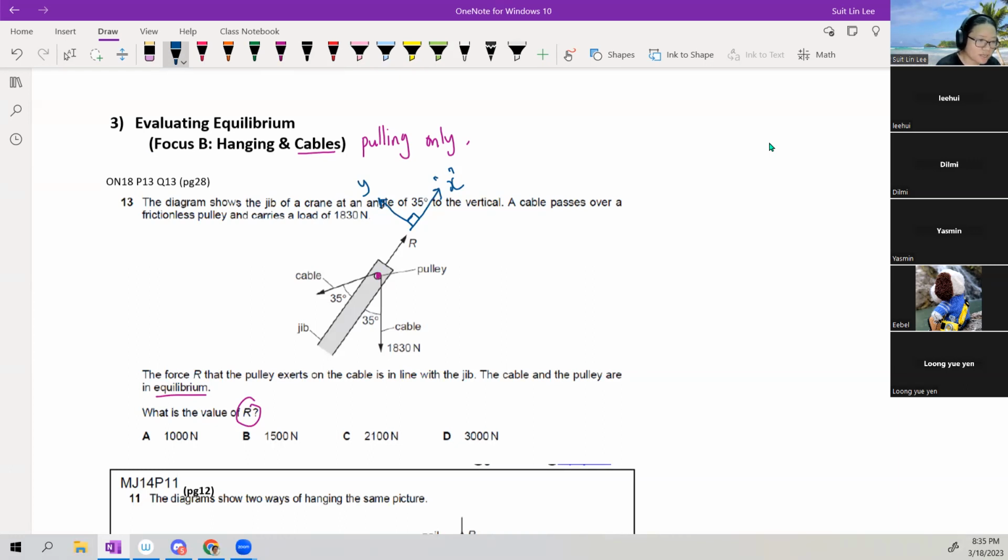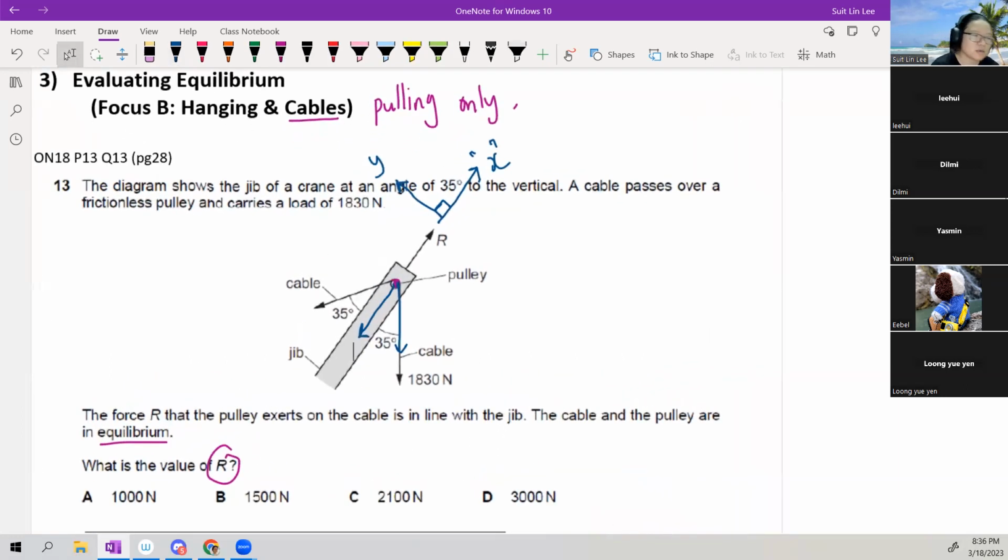So this means that my 1830 that is pointing in this direction can be resolved into two. One is here. Maybe I'll zoom in a bit. And the other one would be here. Notice that it is parallel to the y-axis here, and it's also parallel to R. So this one is right beside the angle, so the side of the angle would be 1830 cos 35. I repeat the same thing for the other cable.